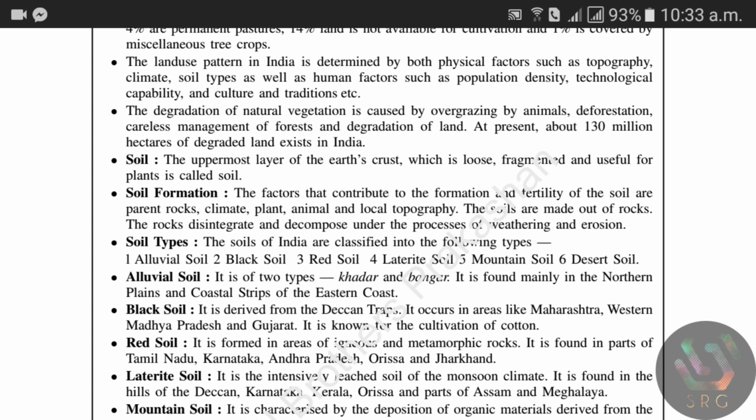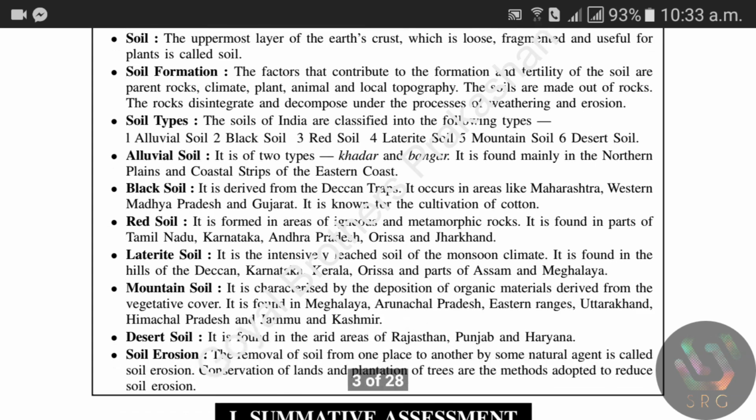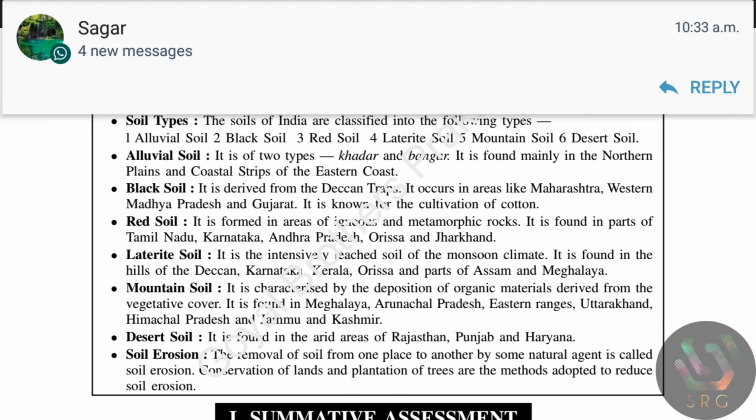The soils are made out of rocks. The rocks disintegrate and decompose under the process of weathering and erosion. I guess you know that. Soil types. The soils of India are classified into types.